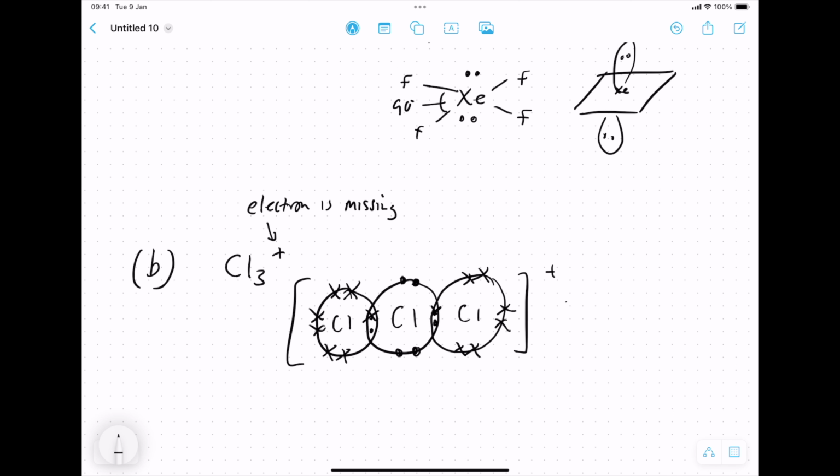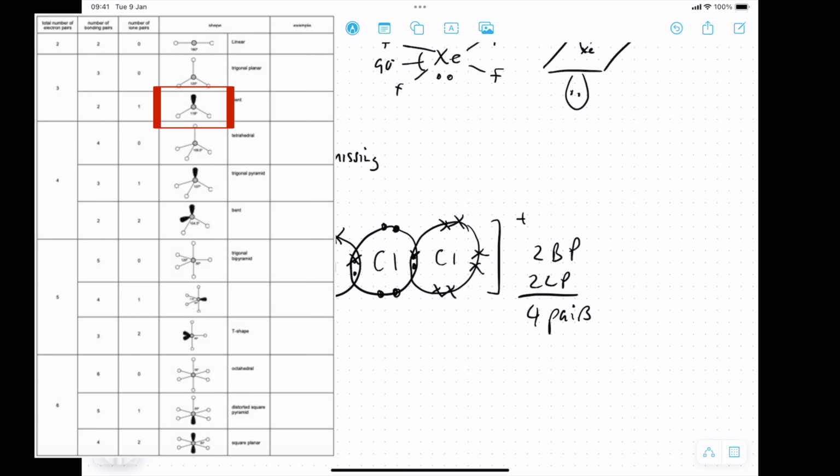So I can see there are 2 bonded pairs, there are 2 lone pairs. So that's 4 pairs altogether. And if I look at the template, this one is basically the same shape as water, which is V-shape or bent. So it kind of looks like this, Cl, Cl, Cl, dots, with a plus on the outside, and a bond angle of around about 104.5.